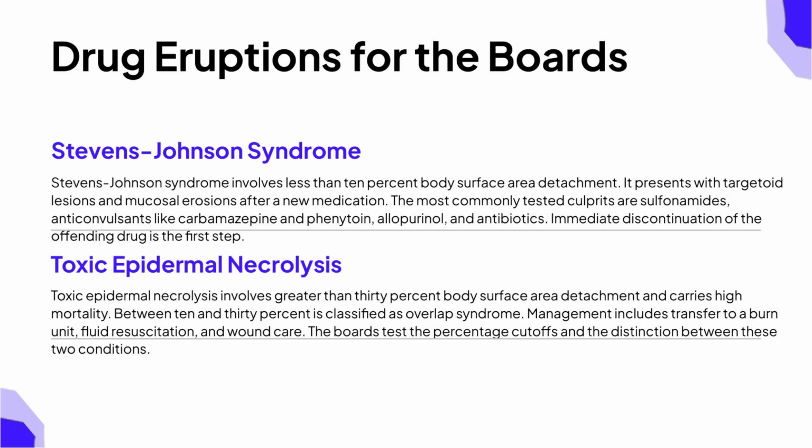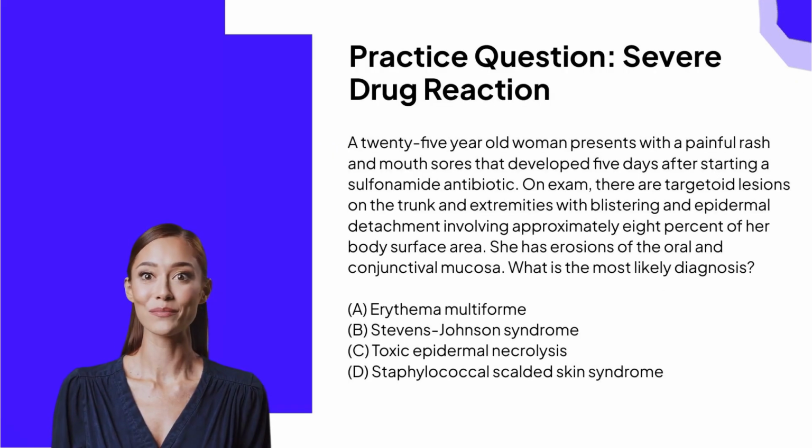Toxic epidermal necrolysis involves greater than 30% body surface area detachment and carries high mortality. Between 10 and 30% is classified as overlap syndrome. Management includes transfer to a burn unit, fluid resuscitation, and wound care. The boards heavily test the percentage cutoffs, so remember, less than 10 is Stevens-Johnson syndrome, 10 to 30 is overlap, and greater than 30 is toxic epidermal necrolysis. Let us try another practice question.